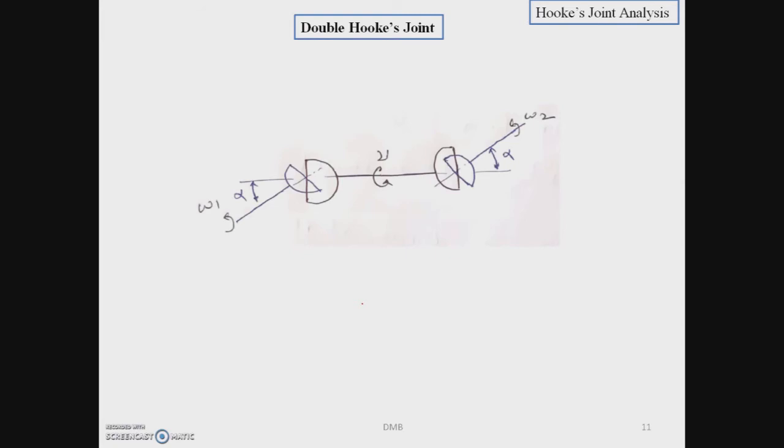Now let us have a look at the double Hooke's joint. In case of a double Hooke's joint, an intermediate shaft is used to connect input and output shafts.